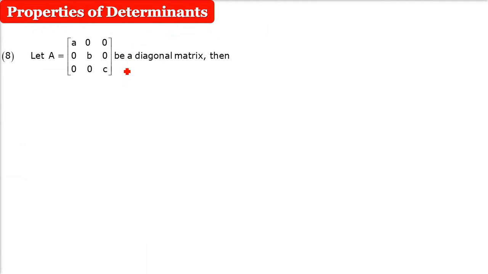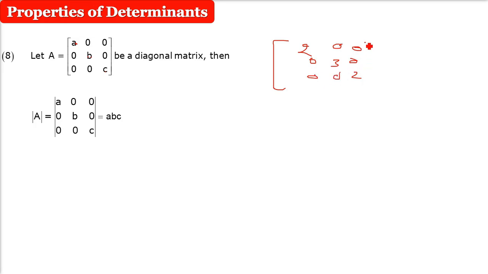Now we have a diagonal matrix. What is a diagonal matrix? The elements on the diagonal will have some value, and the other values will always be 0. So a11, a22, a33, up to ann will have some value, and the others will be 0 when i is not equal to j. This is a diagonal matrix. For example, I am writing 2, 3, 2 on the diagonal and 0 elsewhere. What will be the result of the determinant? You can directly write 2 multiplied by 3 multiplied by 2. It will simply be 12.